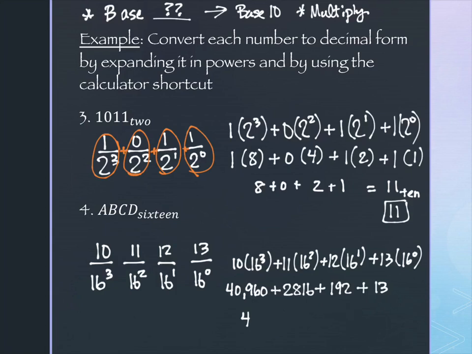40-something thousand. 43,981 is what Emma said. That's what my notes say as well. Did everybody get that?